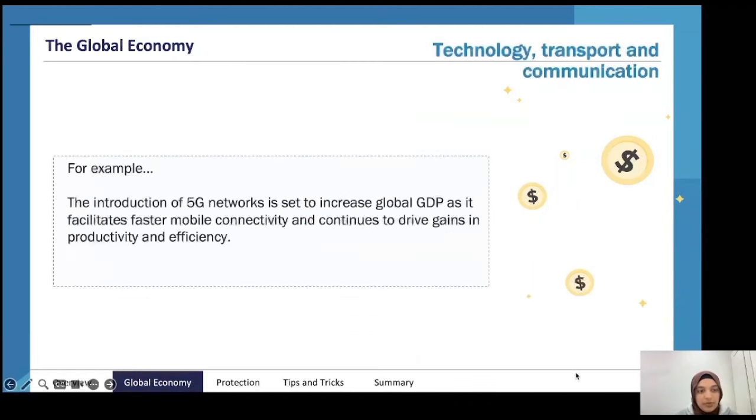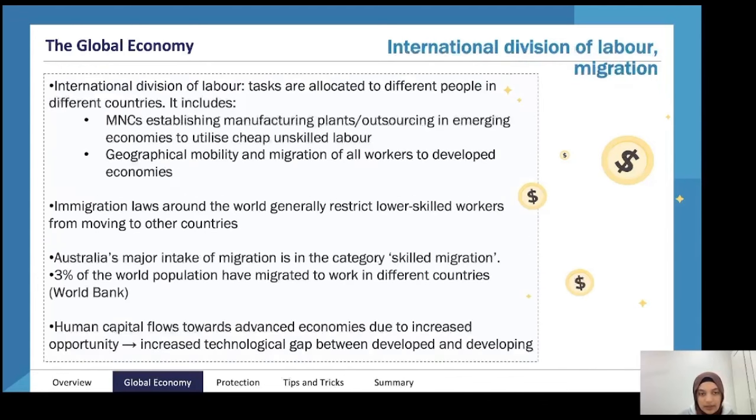For example, we've got the introduction of 5G networks, which is set to increase global GDP as it facilitates faster mobile connectivity and continues to drive gains in productivity and efficiency. So we can see those different examples of technology and how they play a role as well. So technology, transport, and communication are great indicators of globalization.